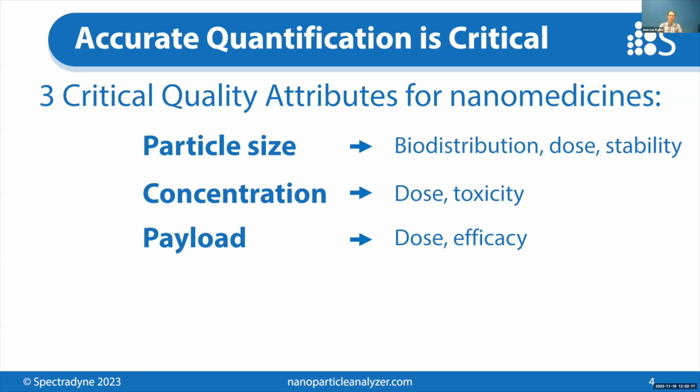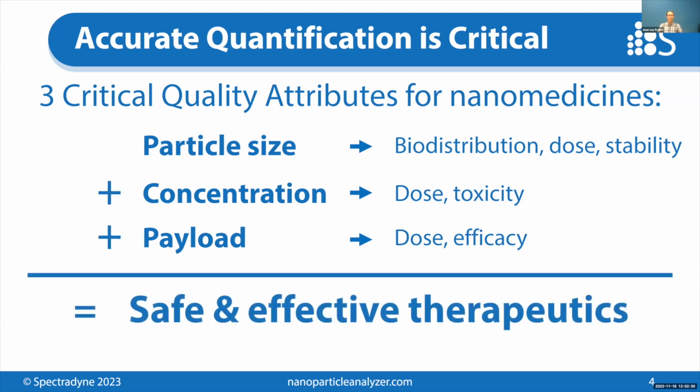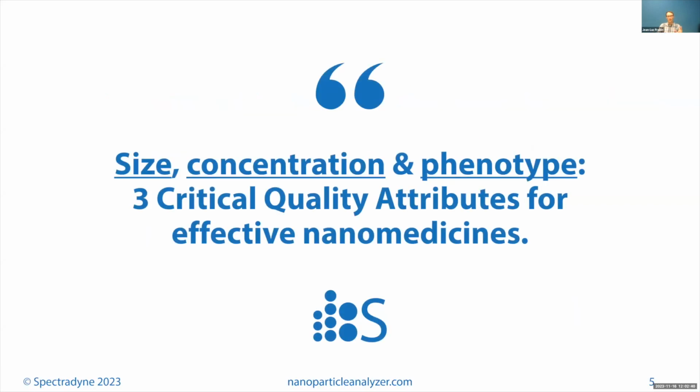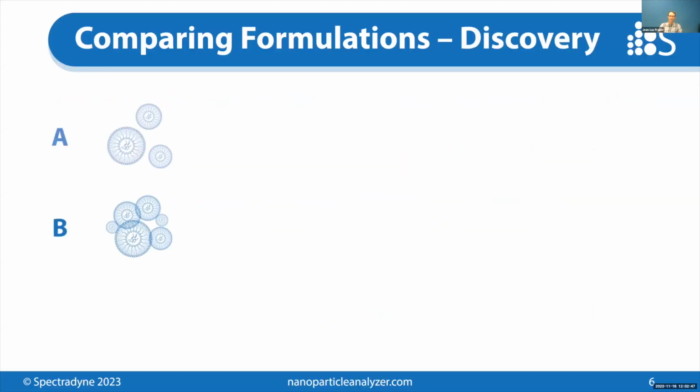Finally, it's also important to be able to quantify the amount of the payload of the active ingredient, maybe it's RNA in your LNP formulation, that's being included, because that's also the dose and related to the efficacy of the drug. So when you add all these three critical quality attributes together, we end up with the important ingredients for developing safe and effective therapeutics. So that's what these three CQAs are. They're the building blocks for safe and effective nanomedicine.